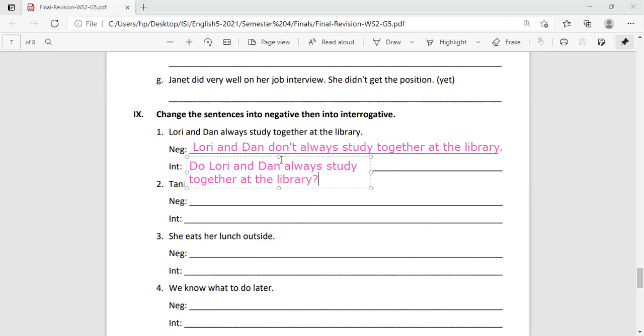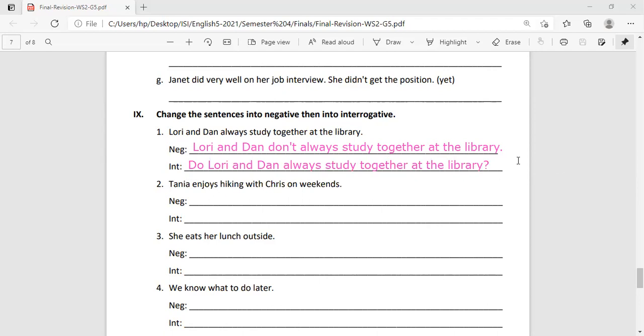Or if I want to make it with a WH word, I can simply ask, where do Lori and Dan always study? Let me write it here. Where do Lori and Dan always study? And I have to remove at the library because where asks about the place. Clear? Yeah. Let's do number 2, guys.